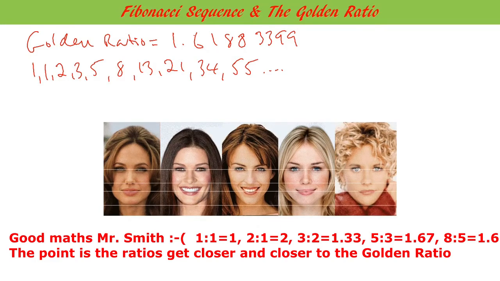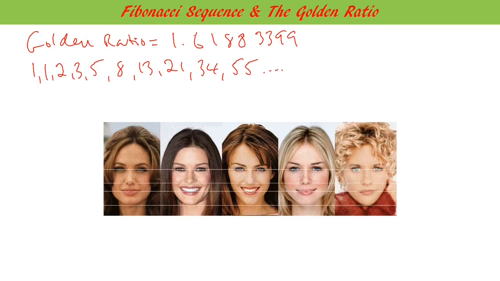The ratio of 2 to 1 is 2. The ratio of 3 to 2 is 1.5. The ratio of 5 to 3 is 1.66. And as you keep finding this ratio of 8 to 5, 13 to 8, 21 to 13, 34 to 21, 55 to 34, you keep getting closer and closer to this number of 1.618. So where does this work in the real world?